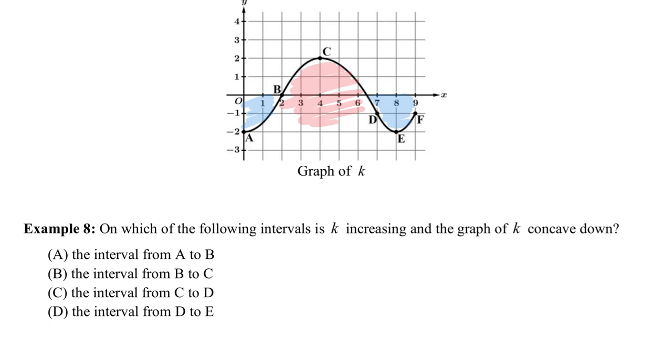All right, so which of the following intervals is K increasing, the height? Where is the height increasing? And the graph concave down. So I like to get rid of some of my answers first. Where is K increasing? I'm going to go ahead and draw where it increases. So it's increasing there and it's increasing there, right? So you'll see that some of that has some blue shading, some of that has some red shading. And I want the one with red shading. So where do I have the green line with the red shading? And we see that that is in between B and C.